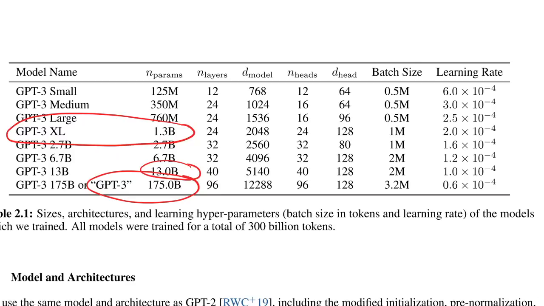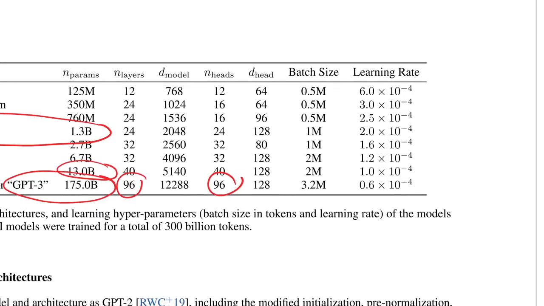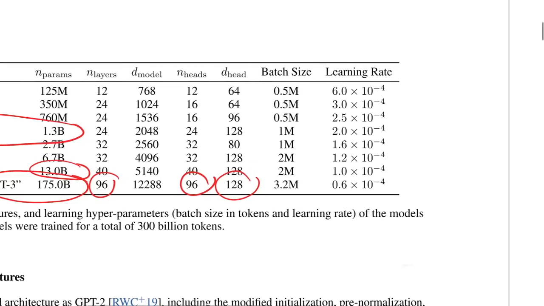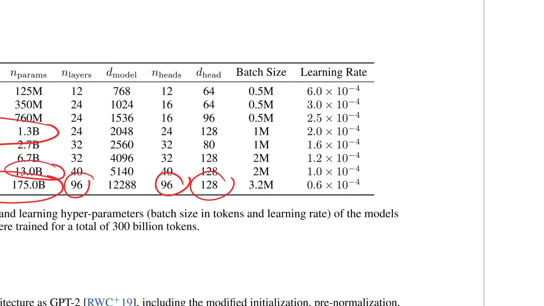They train these multiple models to basically estimate the effect of the model size. And you can see here the largest model has 96 attention layers. Each layer has 96 attention heads, and each head is 128 dimensional. And it trains on batches of size 3.2 million. This is the batch size. Absolutely crazy. So they train this on a giant distributed cluster that apparently is provided by Microsoft.